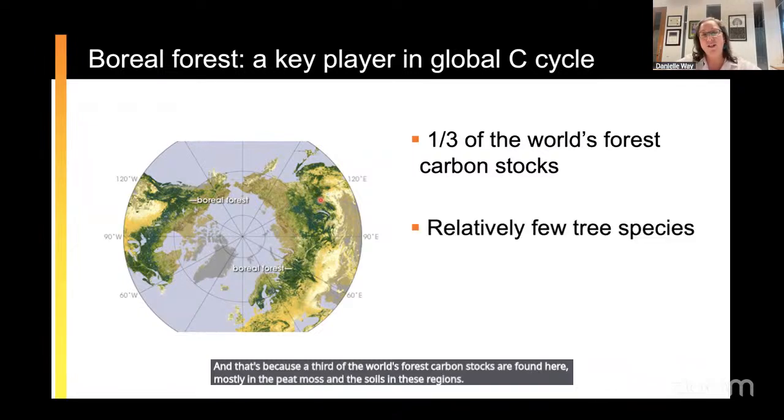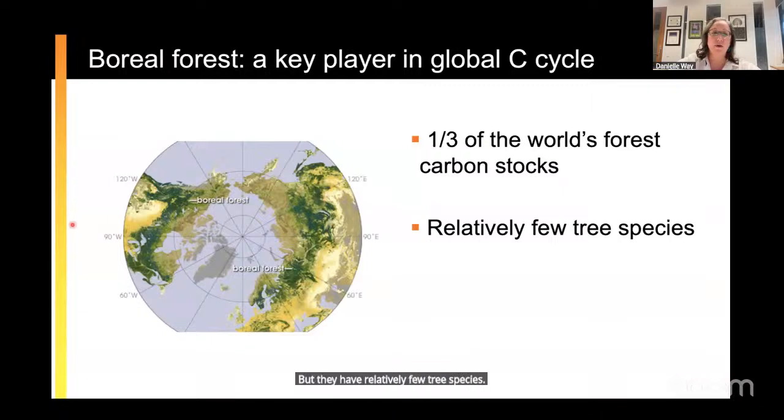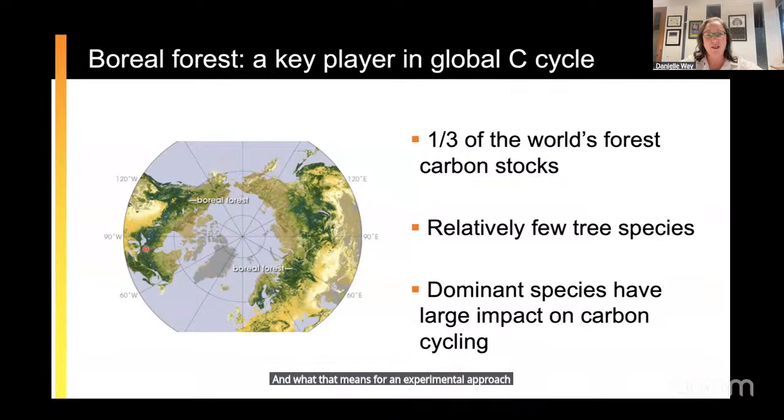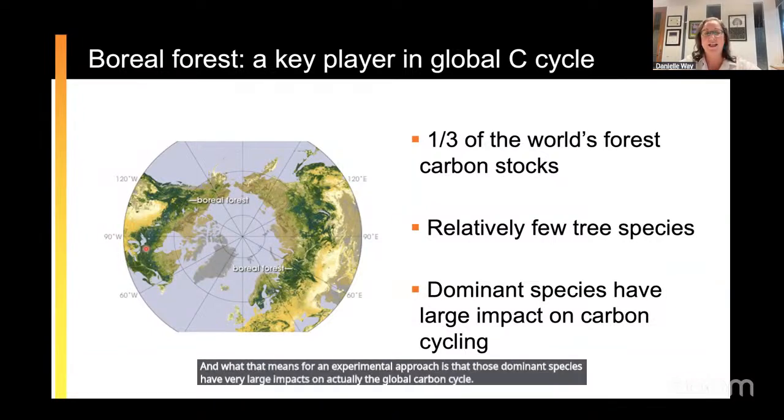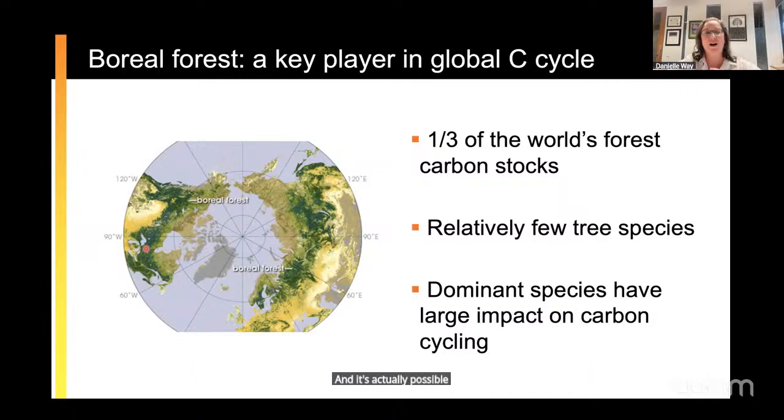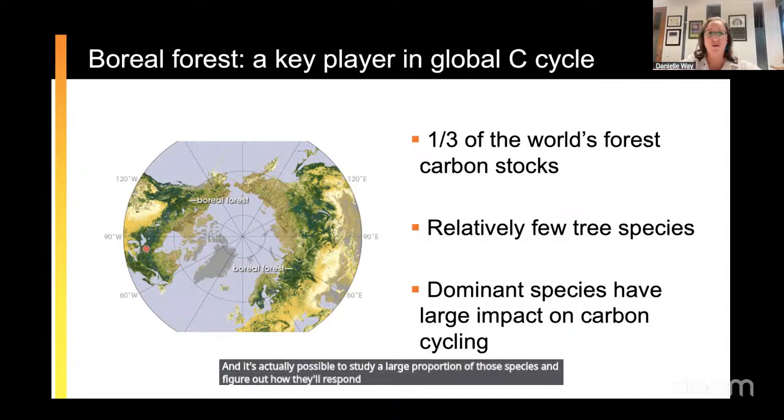But they have relatively few tree species. So for example, across Canada back here, there's only about 14 tree species that make up that entire ecosystem. So it's not super biodiverse. And what that means for an experimental approach is that those dominant species have very large impacts on the global carbon cycle. And it's actually possible to study a large proportion of those species and figure out how they'll respond to climate change to improve our understanding of how the whole system might respond to rising CO2 and warming.